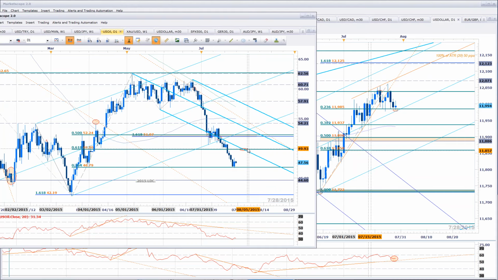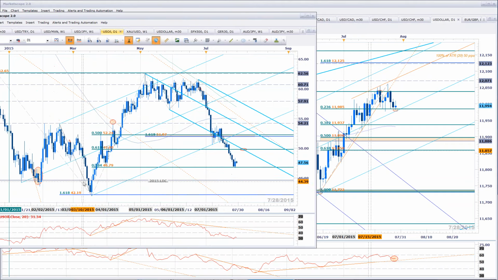So resistance at 49.80, 50 level, a support break below 46.80, and we'll look for the 2015 low day close, which is the same as the reversal day, and that comes in at 44.60. So crude might not be out of the woods yet, even if you get a rebound here, but certainly the levels have been playing out exceptionally well.